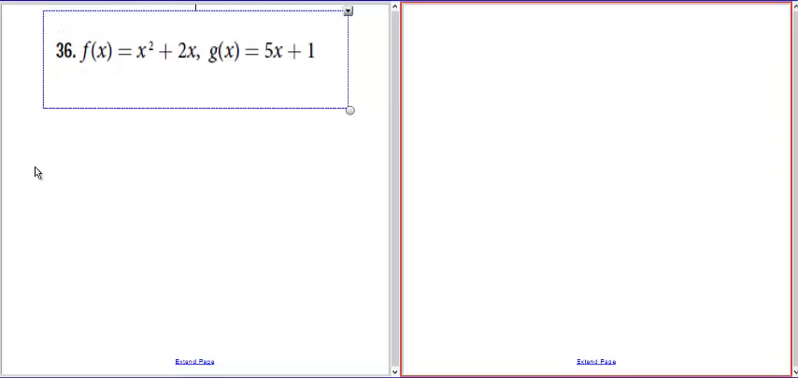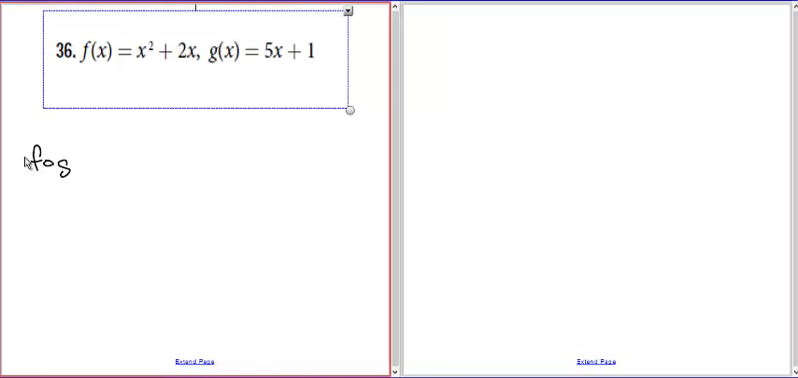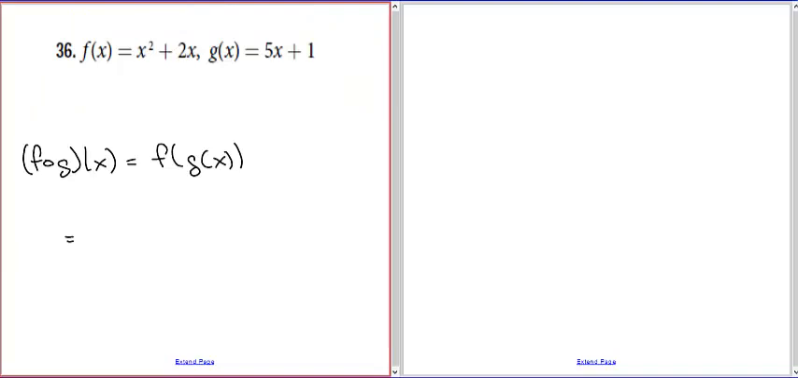So f of g of x, which is f g of x. I take f of x, which is x squared, but I replace the x with parentheses. So I have parentheses squared plus 2 times parentheses. For the parentheses, I put in g of x.